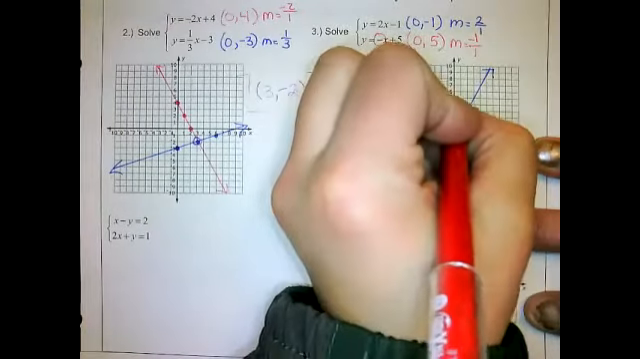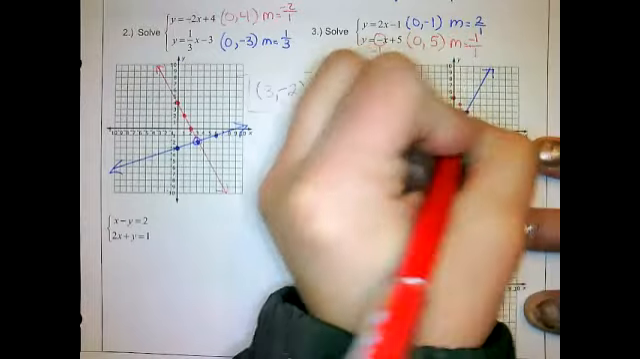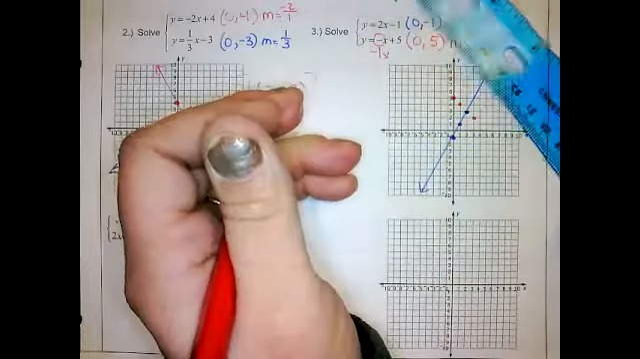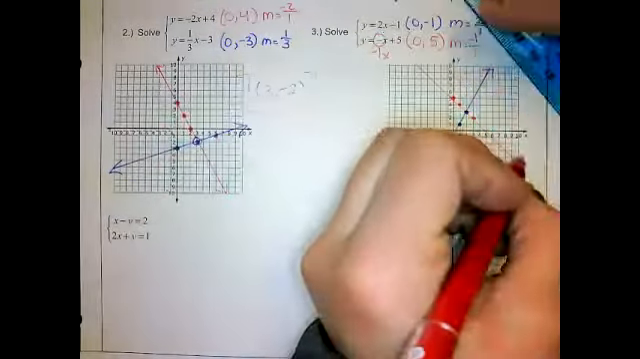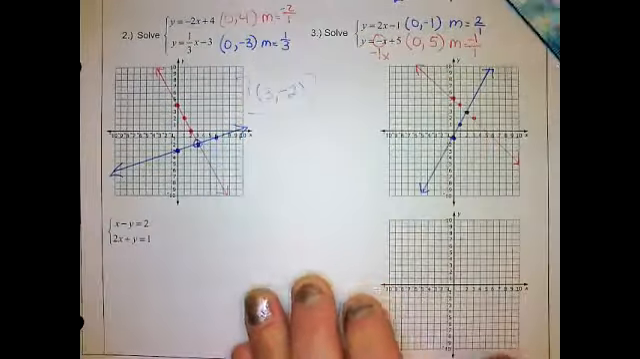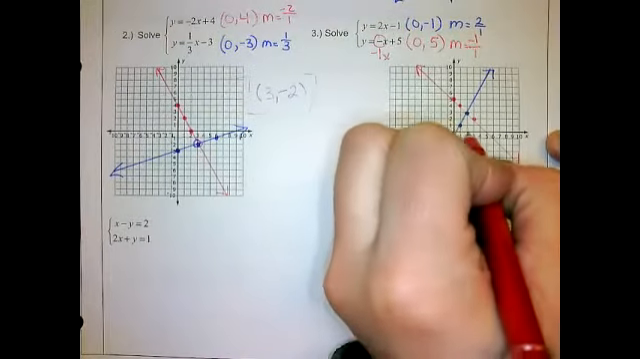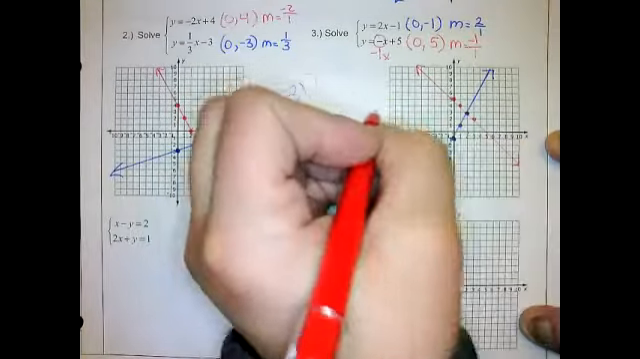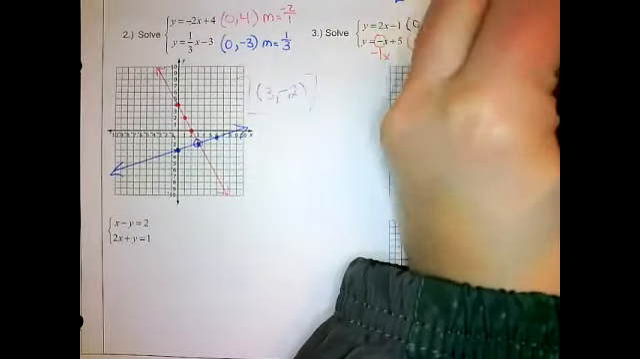So I'm going to plot the point (0, 5), and from there, I'm going to go down 1 over 1, down 1 over 1. Connect these points. And the spot where these two lines touch is the point (2, 3). Let's see, I'm trying to find a good place to write this. (2, 3).